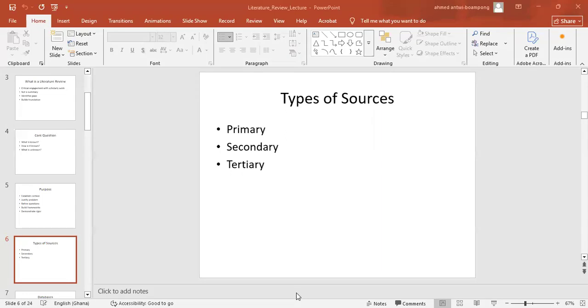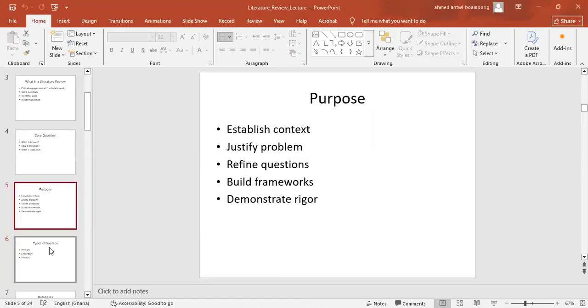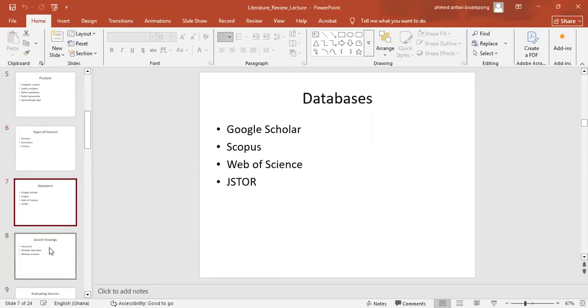Right. And where do we find them? I'm talking about the sources, but where do we find them? All right. We'll find them in databases. Databases like Google Scholar, like Scopus, like Web of Science, and then JSTOR. Let me show you where to get these sources for your literature. It's very important.